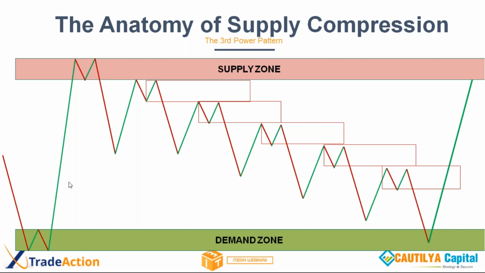In summary, friends, there are only two things. Number one, when you mark a zone, there is a departure and an arrival. When the zone is formed, the departure decides the power of the zone, that the zone is strong. But when price is coming to your zone for trading purposes, if it has a series of compression, then be confident that the probability of a winning trade would be high.